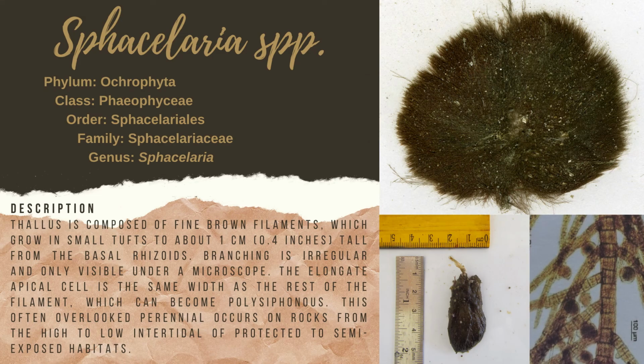From class Phaeophyceae, order Sphacelariales and family Sphacelariaceae, Sphacelaria sp. is an algae with a thallus that is composed of fine brown filaments that grow in small tufts up to 1 centimeter tall from the basal rhizoids. It has irregular branching that can only be seen under the microscope due to its small size. Its elongate apical cell has the same width as the rest of its filament, which can become polysiphonous. Sphacelaria sp. are often found on rocks from high to low intertidal of protected to semi-exposed habitat and also on other seaweeds as epiphytes.